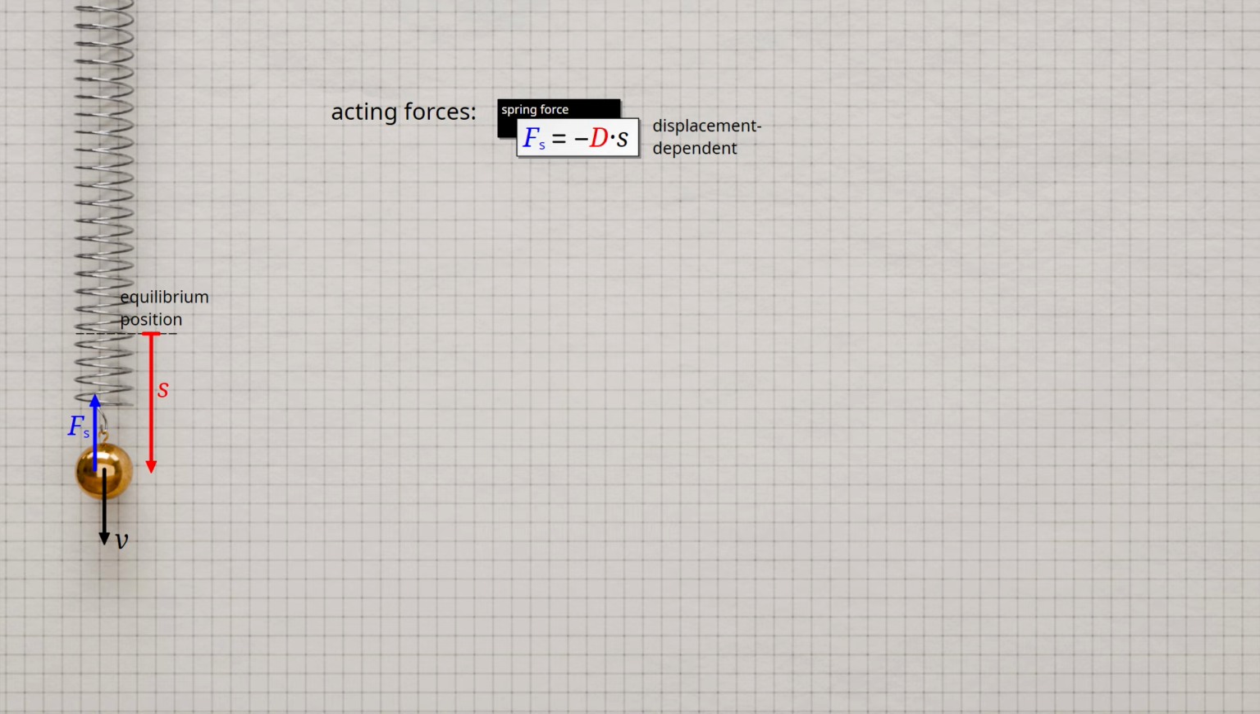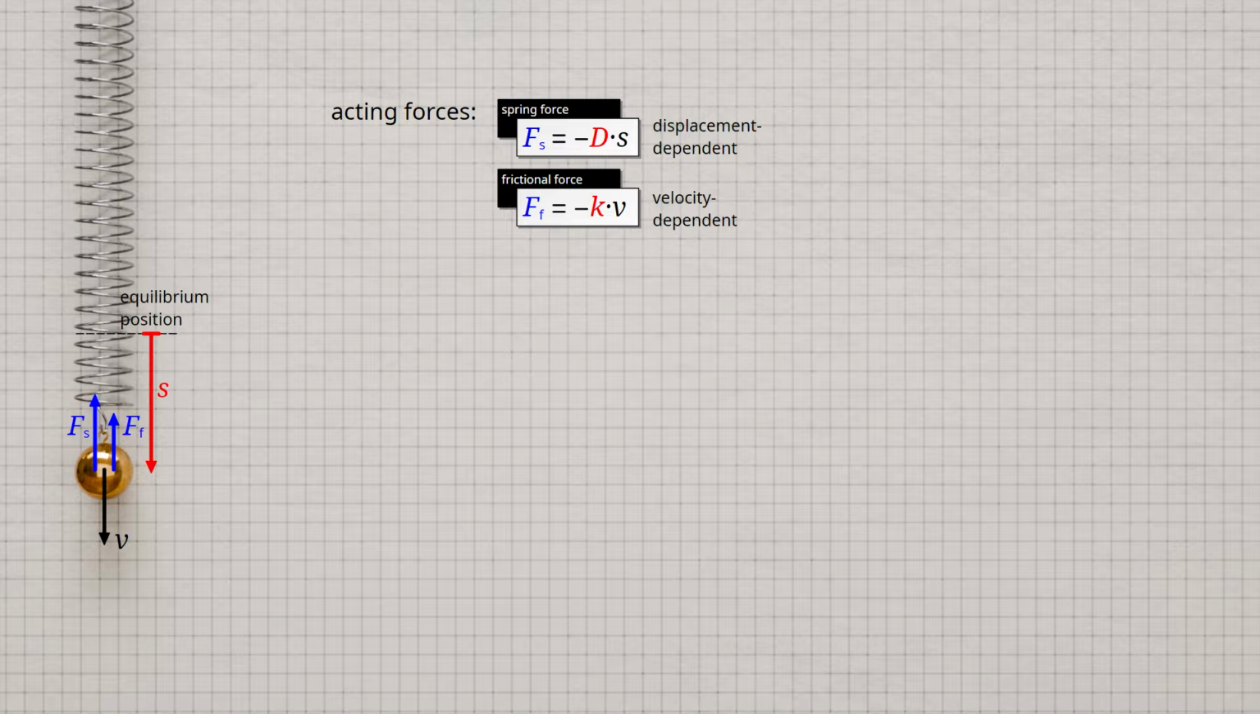In addition to the spring force, a frictional force Ff now acts on the body. This force depends on the velocity v. It always acts in the direction opposite to the motion and tends to slow it down. In many cases, a proportional relationship between frictional force and velocity can be assumed. The damping constant k describes this proportionality between force and velocity.